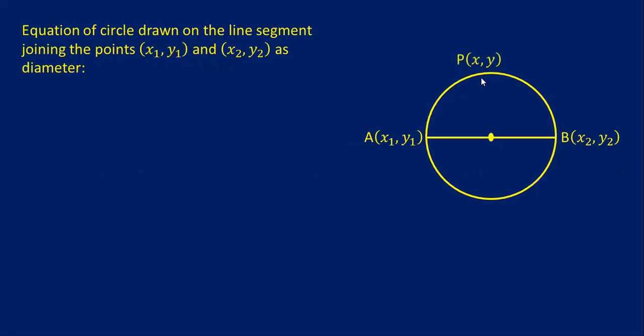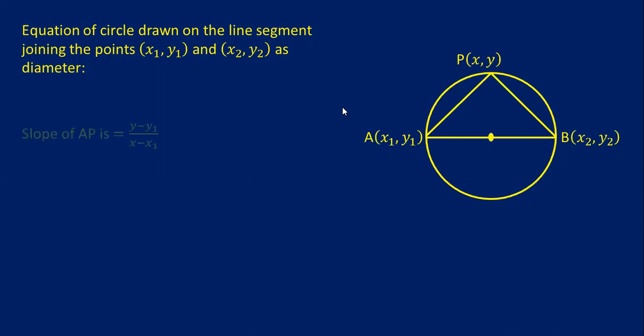Now we take any point P on the circle. Now we join AP and we join BP. AP and BP are perpendicular because AB is the diameter. This angle is called a semicircular angle and it is a right angle. That's why AP and BP are perpendicular.